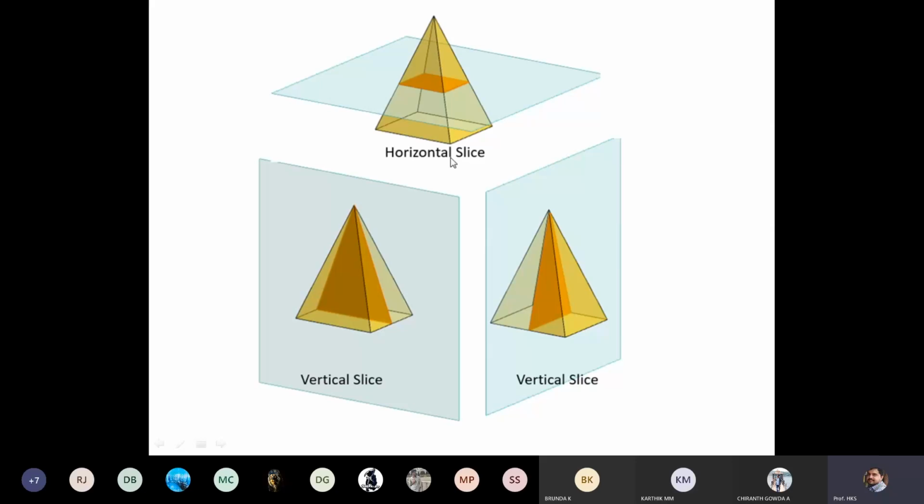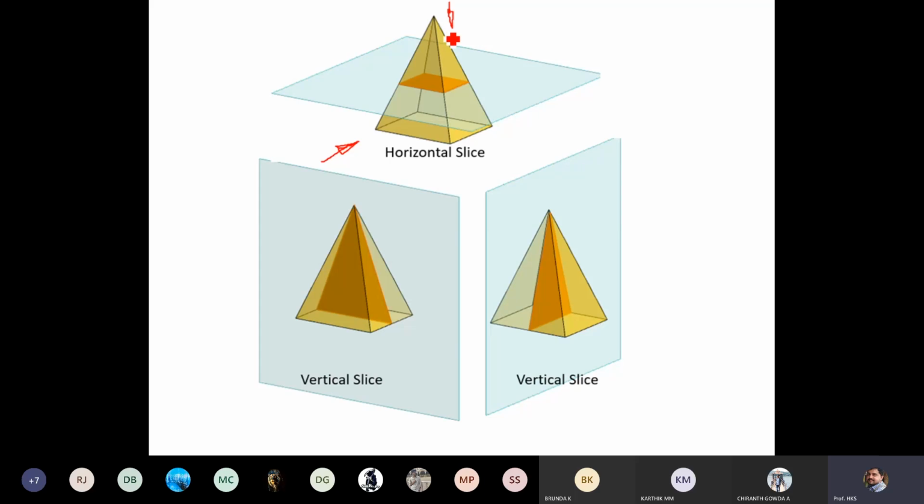In this figure you can visualize the cutting planes. Don't worry about the vertical slice, we are not considering this. You have to view from this direction. This is the observer position for the front view, and this is the observer position for the top view. So from the top you have to see.